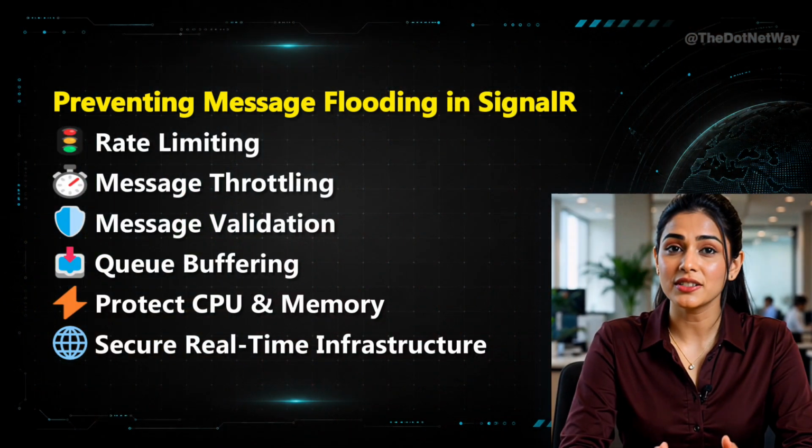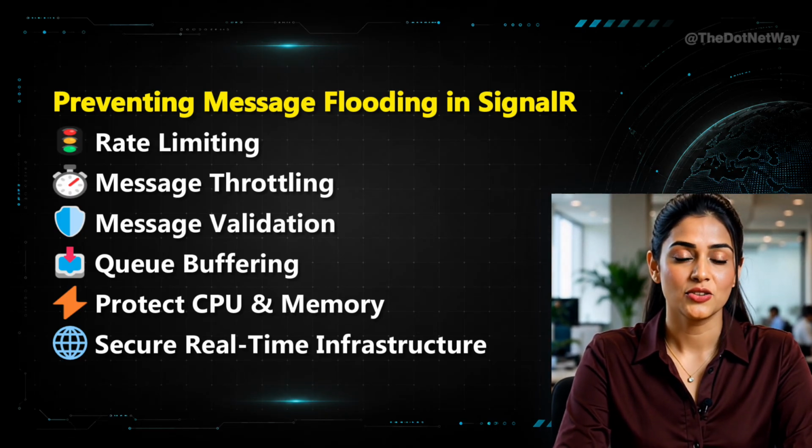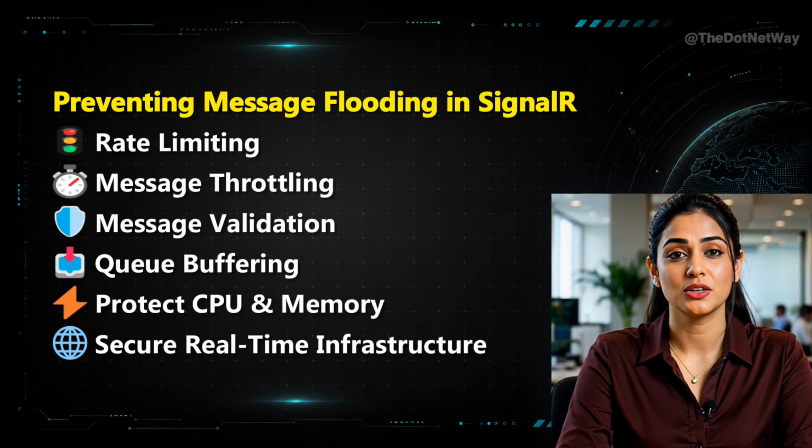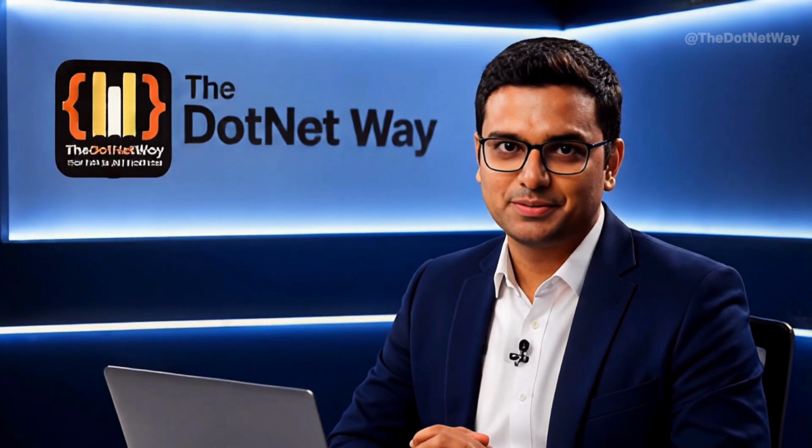Without protection, malicious users can flood SignalR hubs with thousands of messages per second. That can exhaust CPU, memory, and network resources. Production systems often implement rate limiting, throttling, message validation, and queue buffering to protect real-time infrastructure. How does SignalR fit into microservices?